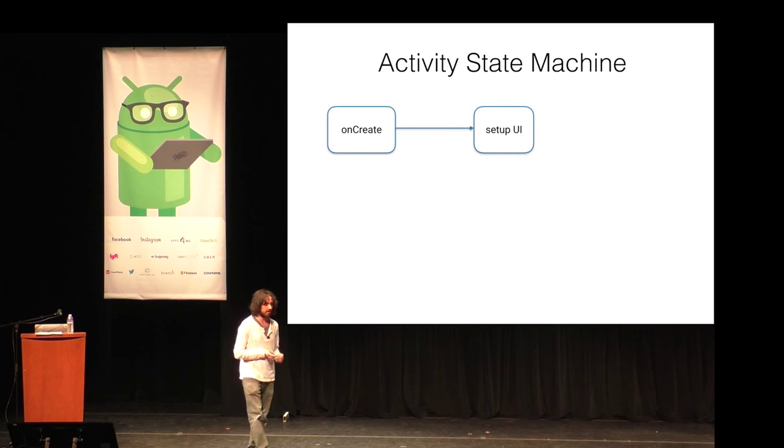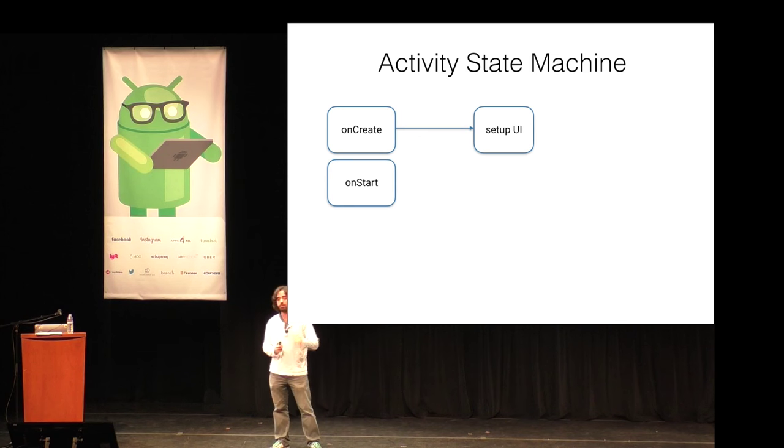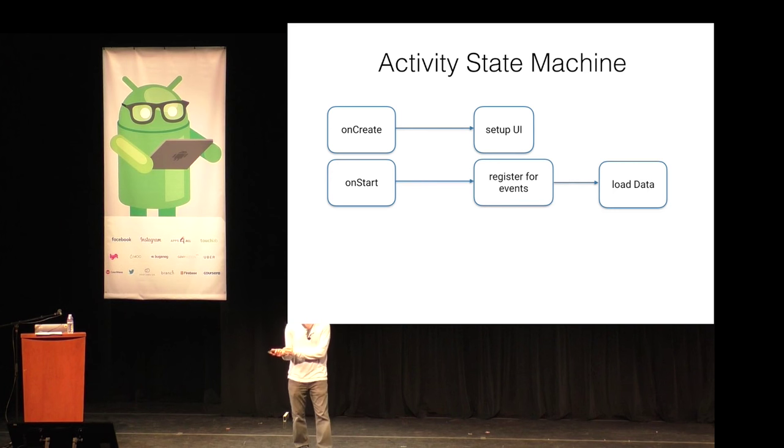When it's created, it sets up the UI, whatever it's going to show. When it starts, which means you're becoming visible, it goes and registers for all the events it cares about, and also fetches the data for the initial loading state. It always goes to the model to fetch the data. It has no idea about the network.